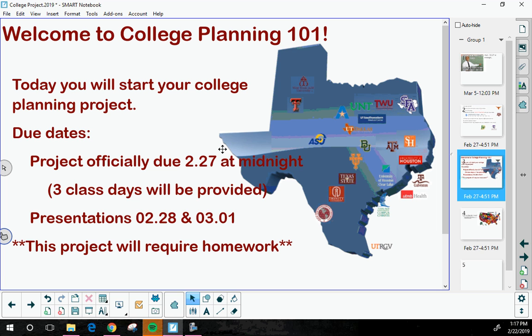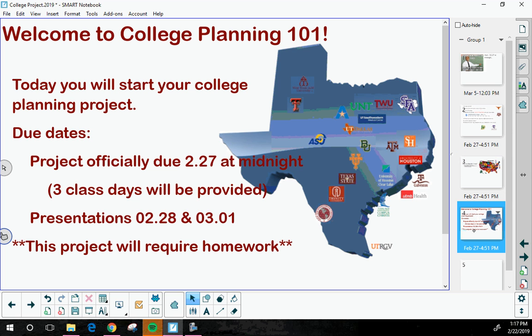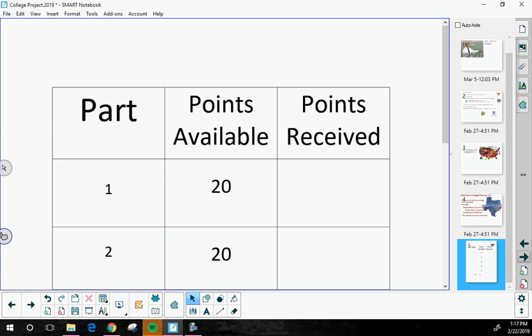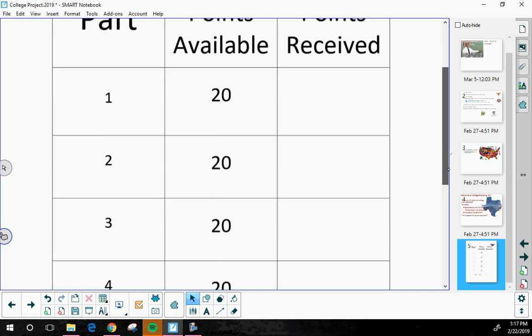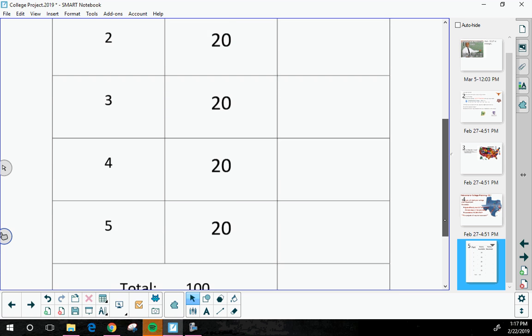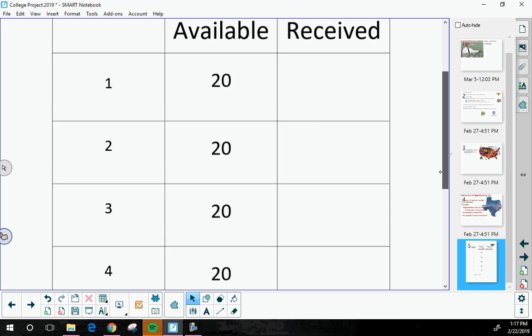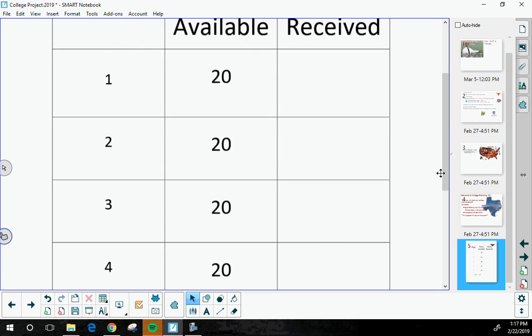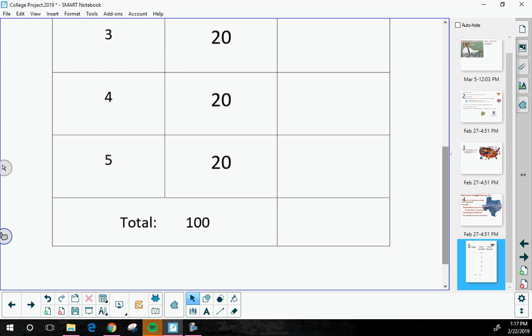Okay, last but not least, oh, wait, no, I wanted to show you the rubric. So, as you guys are presenting, or maybe even before you're presenting, this is what I'm going to be looking at. You get 20 points for each section. And if you completed everything in the section, you get the 20 points all the way through here. And I will probably have these back to you by March 1st, by that last Friday.